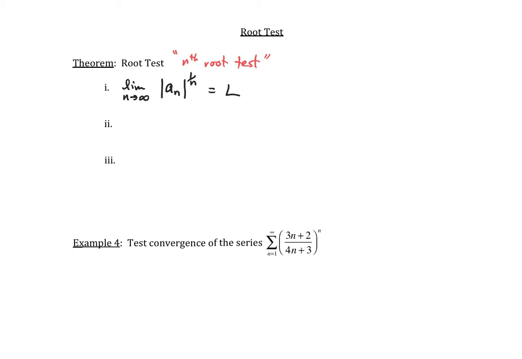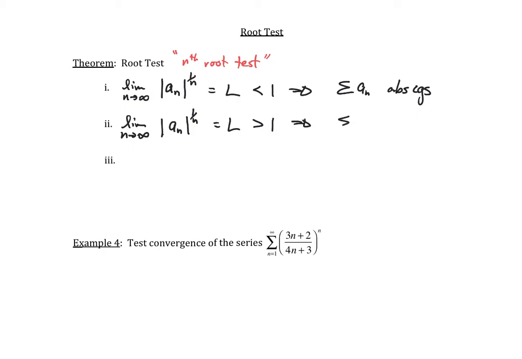And similar to the ratio test, if this L is less than 1, that means that your series a_n is absolutely convergent. If we calculate the same limit as n goes to infinity of the absolute value of a_n, take the nth root, and call that number L, but it's bigger than 1, just like with the ratio test, this means that your series a_n is going to diverge. So L less than 1, it converges. L bigger than 1, it diverges.